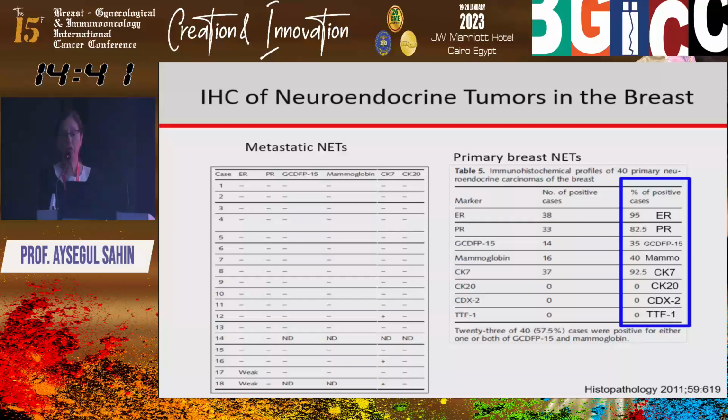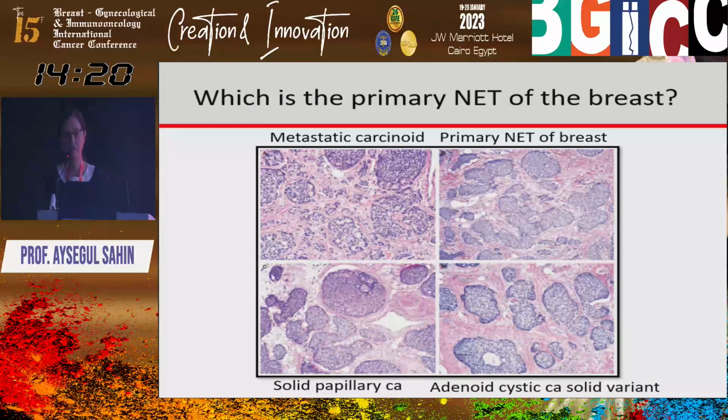And one very important thing to remember is that if we are thinking of neuroendocrine tumors in the breast, the primary neuroendocrine tumors are usually ER/PR positive. So if you have an ER/PR negative neuroendocrine tumor, please think of a metastasis. And based on morphology, these lesions are very similar. Here is a metastatic carcinoid, primary neuroendocrine tumor of the breast, solid papillary carcinoma, and adenoid cystic carcinoma.